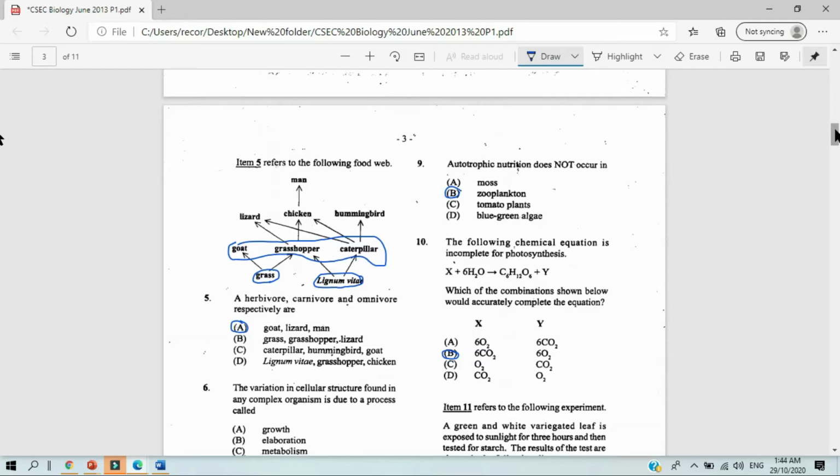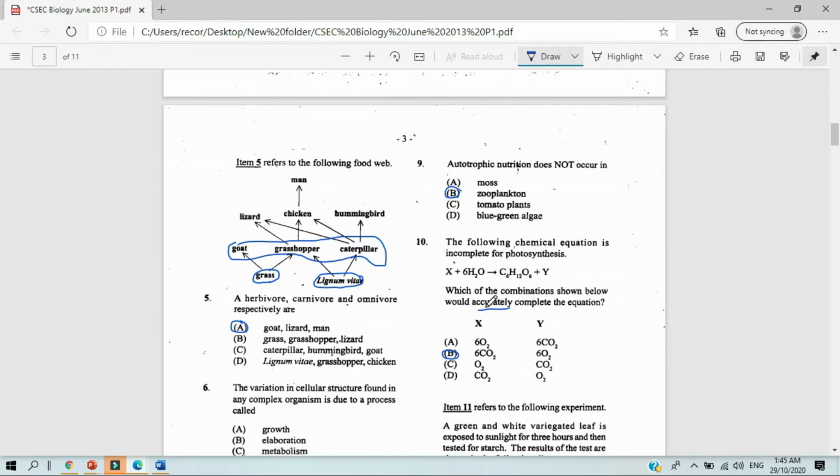The following chemical equation is incomplete for photosynthesis. Which of the combinations shown below would accurately complete the equation? It's very important that we pay attention to this word, accurately. Now right away, because you are so bright, I think you would jump on to suggestion D, which says carbon dioxide. Of course we need carbon dioxide here, and we're going to need oxygen here. So the answer you would choose is carbon dioxide and oxygen.